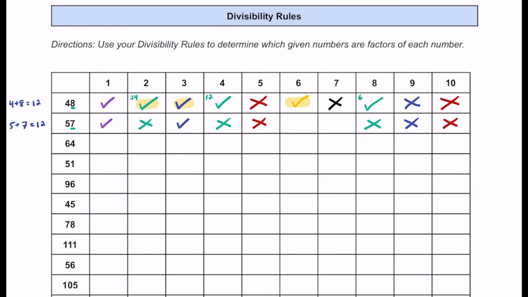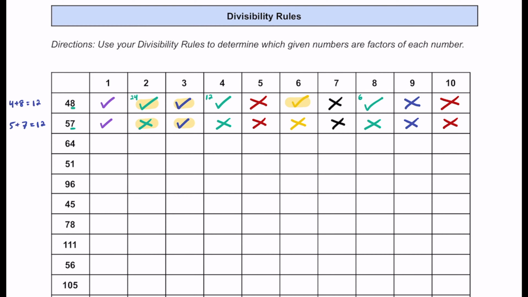Remember that our 6 depends on 2 and 3, so see how 2 and 3 both don't work, 2 fails, which means that 6 is going to fail, okay? Finally, let's take a look at 7. What we're going to do for 7 is double the last digit, which is 7, so 7 times 2 is 14, and so 5 minus 14 is going to be negative 9, and that is not a multiple of 7, so this is going to fail, okay? So again, you'll get used to that rule as you practice it a little bit more.